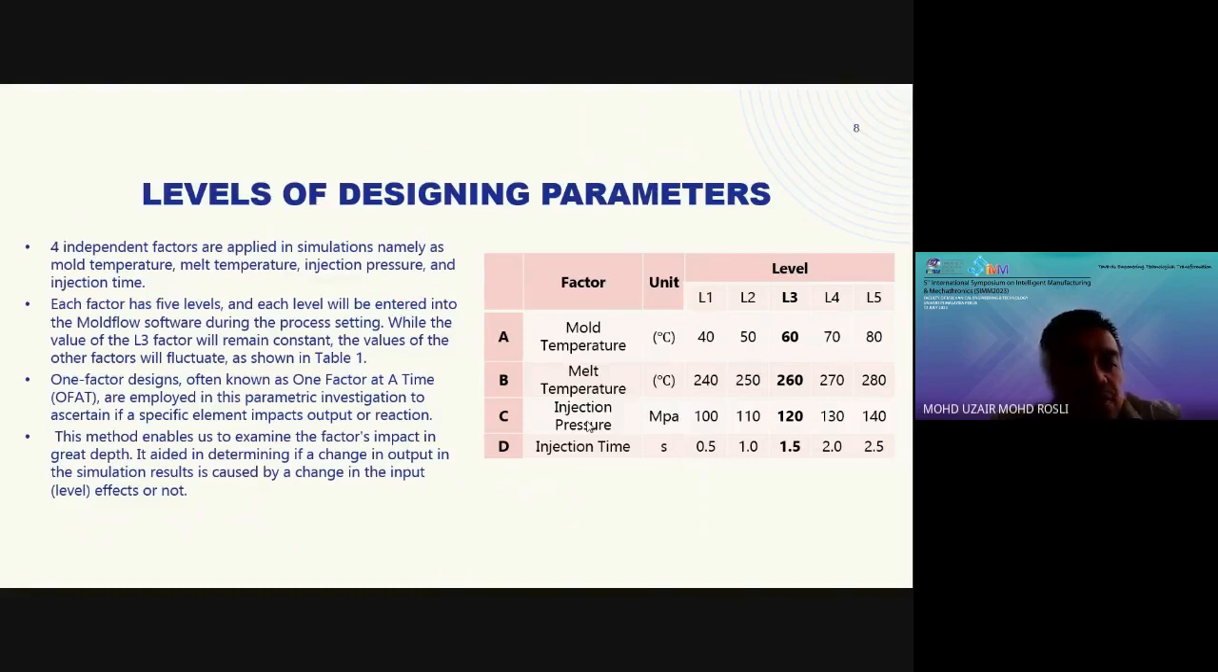This is called one factor design, often known as one factor at a time, OFAT, employed in this parametric investigation to ascertain if a specific element impacts the output or response. This method enables us to examine the factor's impact in great depth, and it aided in determining whether a change in output in the simulation results is caused by a change in the factor's levels or not.